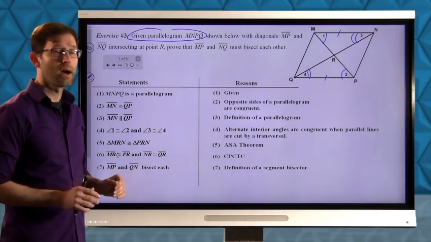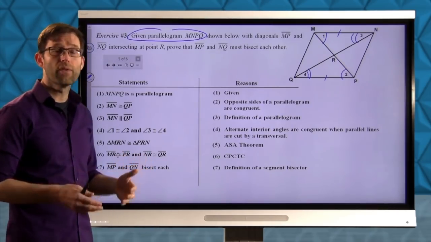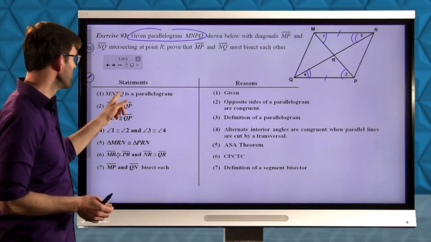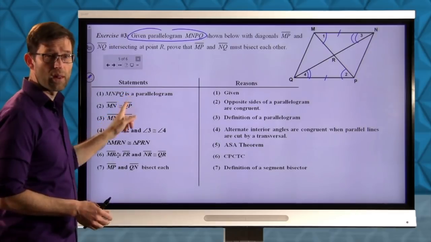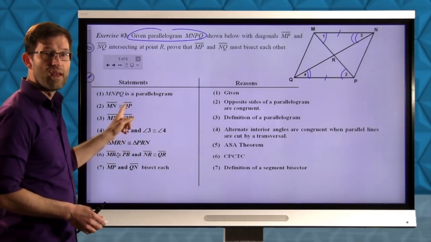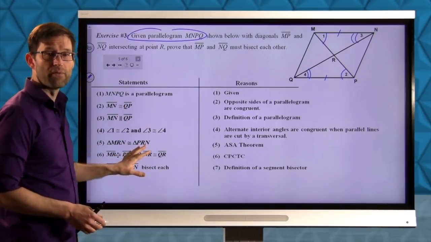Now again, one last comment before we move on from this. I noted that there's lots of different ways that you could do this. For instance, you could have said, you know, line 1, MNPQ is a parallelogram. You could have gone with the sort of the parallel sides and the equal angles, then gotten in the equal sides. That would have been fine.